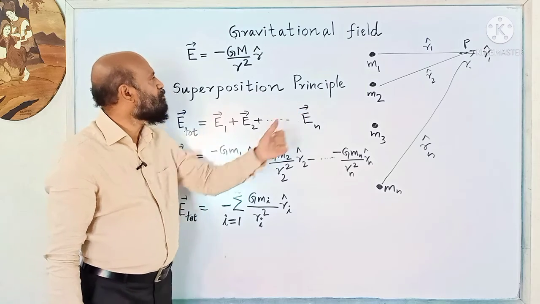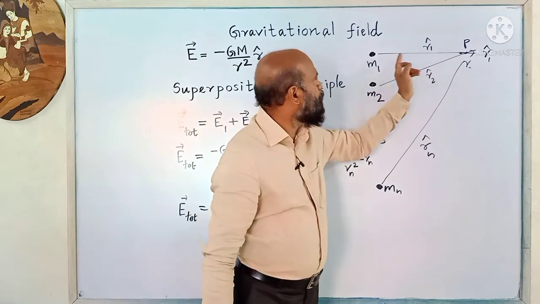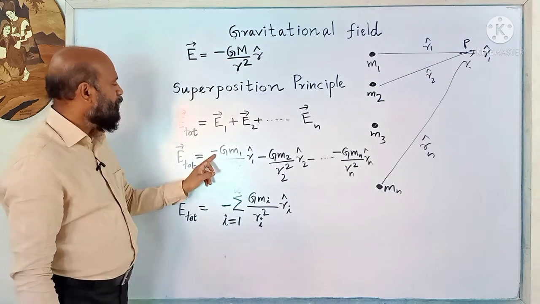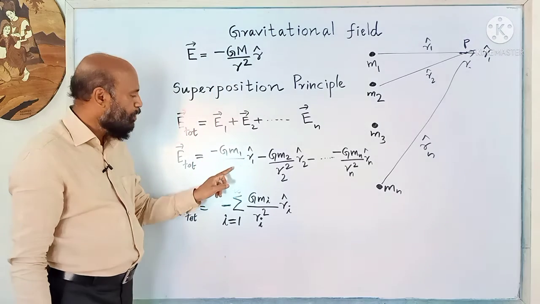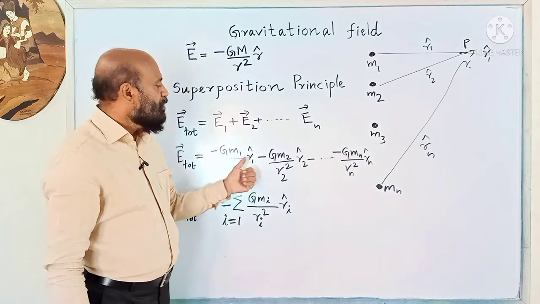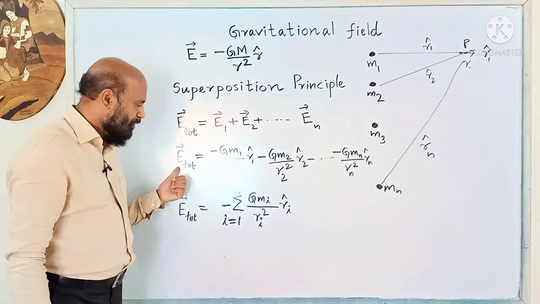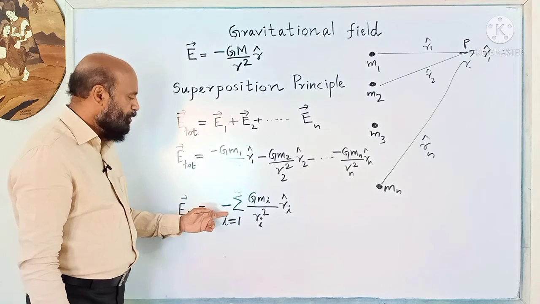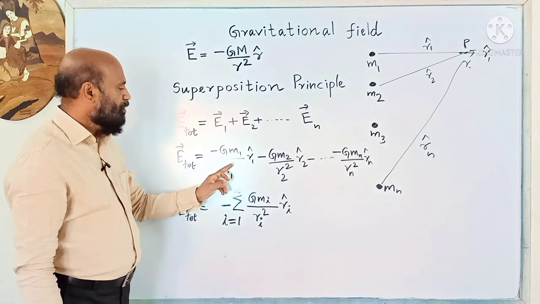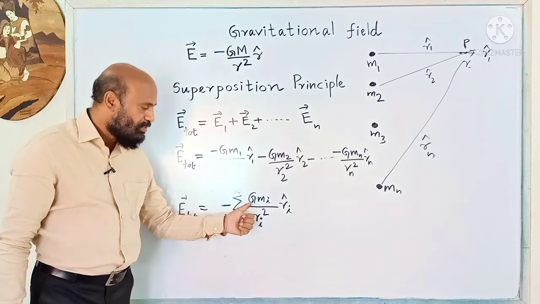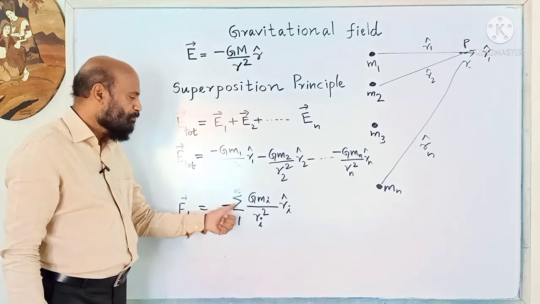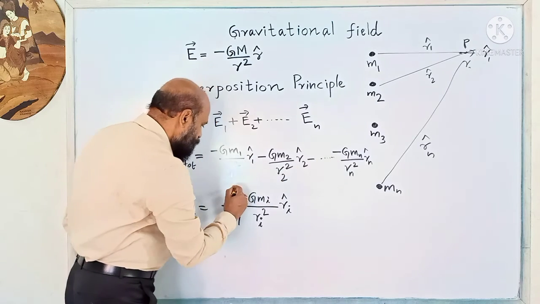Now the intensity at this point because of the mass m1, which is at a distance r1, is given by minus G m1 by r1 square r1 cap. Similarly for the second mass. Then this is the total intensity. Now this can be written as the summation sigma. The negative sign is common, written outside. Then m1 by r1 square, m2 by r2 square. So we can write mi by ri square, where i changes from 1 to n.